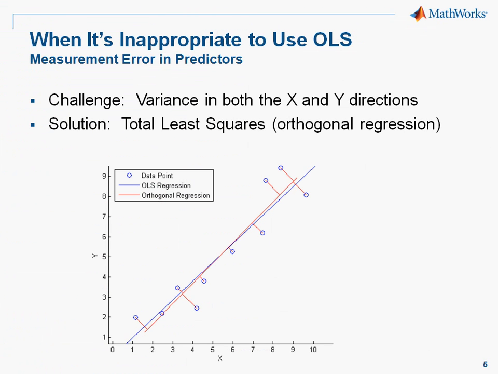I'm going to jump back into my slide deck to introduce the next topic. Ordinary least squares assumes that all of the variance in your model is associated with the dependent variable. If you believe that there is variance in both the x and the y directions, it's more appropriate to use a technique like orthogonal regression, also known as total least squares, also known as errors in variables, also known as Deming regression. This technique measures the distance between predicted and observed perpendicular to the regression line.